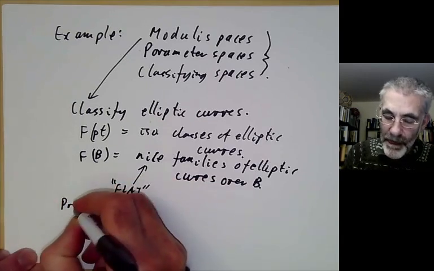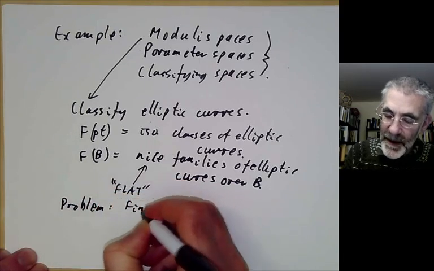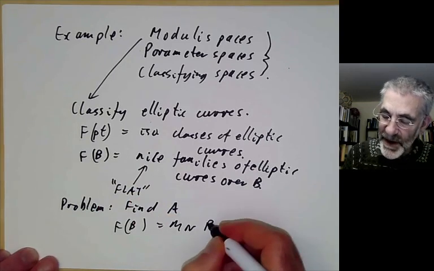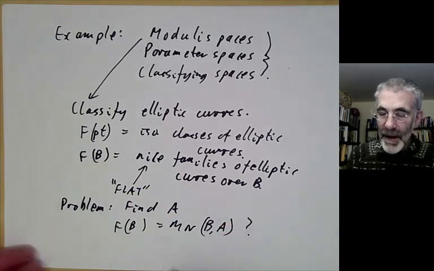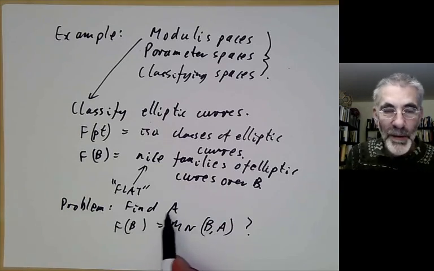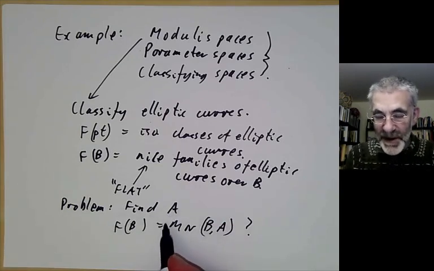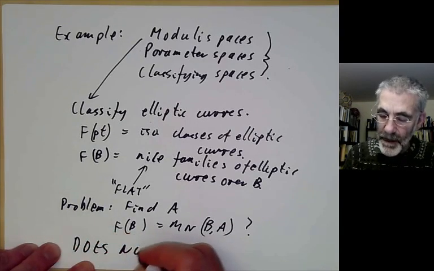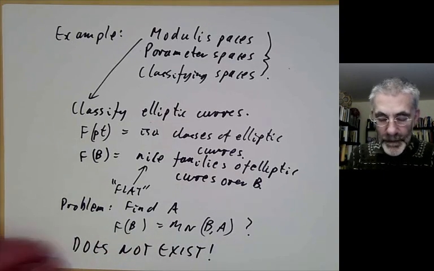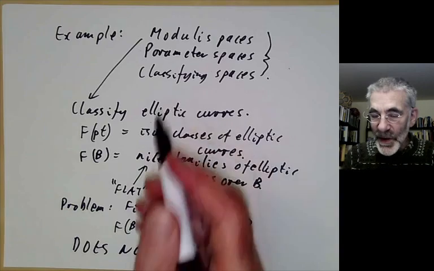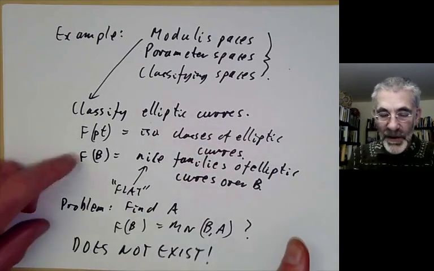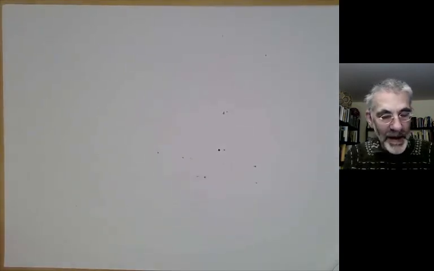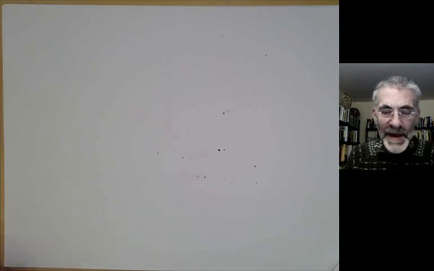And the problem is to find some object A so that F of B is just the morphisms from B to A. And if we could find such a thing, then we would have a nice moduli scheme of elliptic curves whose points are just elliptic curves. And the problem is this does not exist. So not all reasonable looking functors turn out to be representable. In fact, the reason why this functor doesn't exist is sort of a very basic problem.